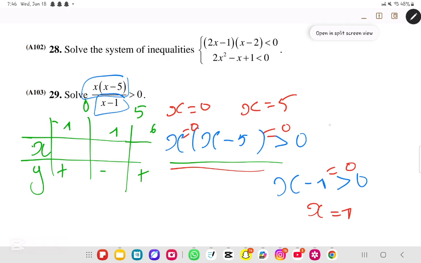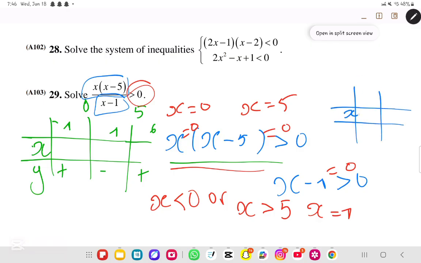So they wanted it to be greater than 0. When is it greater than 0? Only if x is less than 0, so if x is less than 0, it will work. Or if x is greater than 5. So if x is greater than 5 or x is less than 0, it will give us a positive answer.